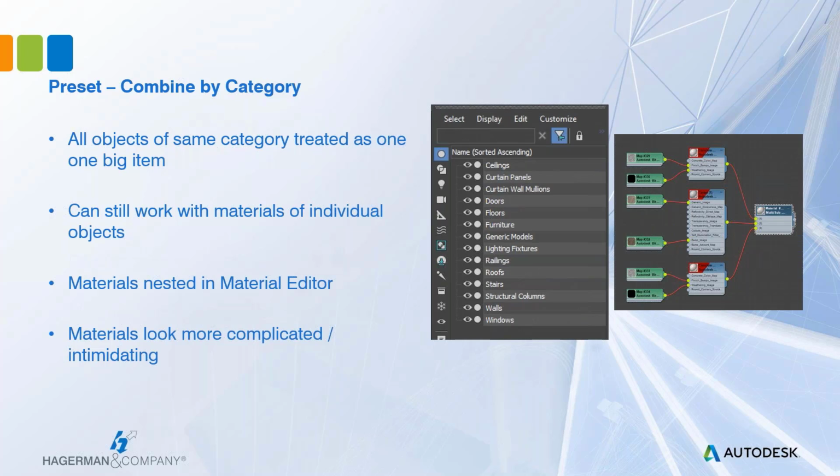The next preset combines elements by their category. For example, all the walls are treated as a single object in Max. However, you can still work with the materials for each individual wall in case they're different for each family type. The material here has a more nested appearance, which may seem a bit intimidating at first.